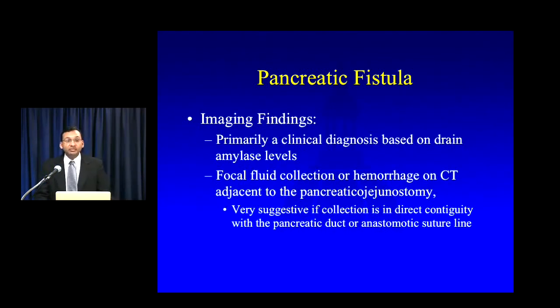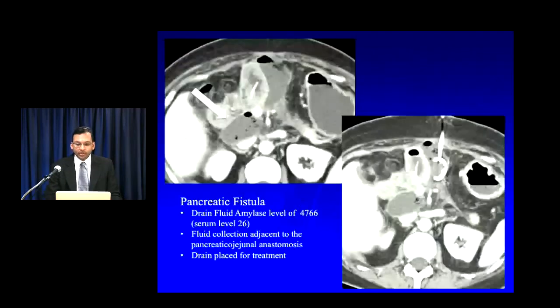Now, as I mentioned, this is primarily a clinical diagnosis based on your drain amylase levels, but any time in the immediate postoperative setting where you see a focal fluid collection, focal blood, or ectopic gas immediately adjacent to the pancreatic jejunostomy, you have to worry about the possibility of a leak. And especially if you can trace that fluid or gas directly in contiguity with the pancreatic duct or the anastomotic suture line. So here's an example. This is a patient who came to us with a known diagnosis of a pancreatic fistula. They had a drain amylase level of close to 5,000, a serum amylase of 26.